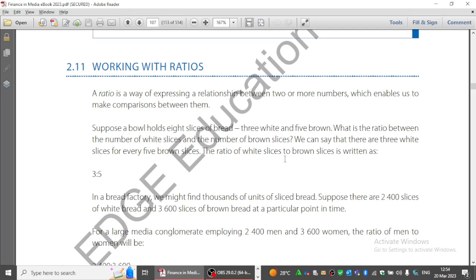So the ratio of white to brown is written as 3 to 5. Meaning that the total number of slices available will be 3 plus 5. So 3 plus 5 represents the total number of slices of bread that are available, and the ratio 3 to 5 means that 3 of the slices are white and 5 of the slices are brown. So this is the expression of the ratio 3 to 5.